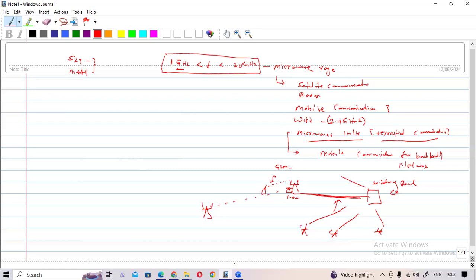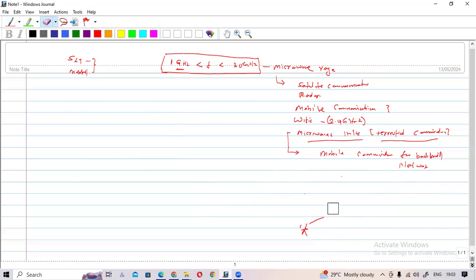But now these microwave links are replaced by fiber, especially to achieve a high data rate. Otherwise it is not enough for 4G. So these microwave links are now actually replaced by fiber.